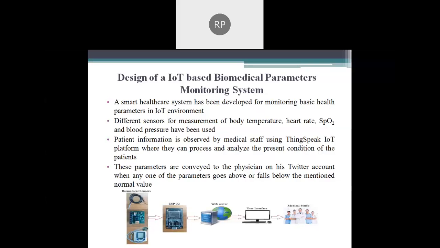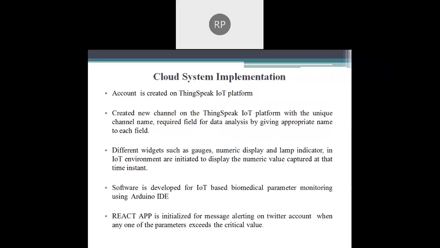So the smart healthcare system has been developed for monitoring the basic health parameters. Different sensors are used for the measurement of body temperature, heart rate, SpO2, and blood pressure. Patient information is observed by the medical staff using the ThingSpeak IoT platform, where they can process and analyze the present condition of the patient. These parameters are conveyed to the physician on his Twitter account when any one of the parameters goes below or above the normal value.